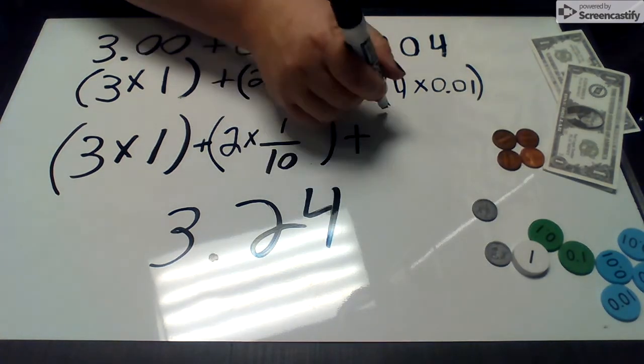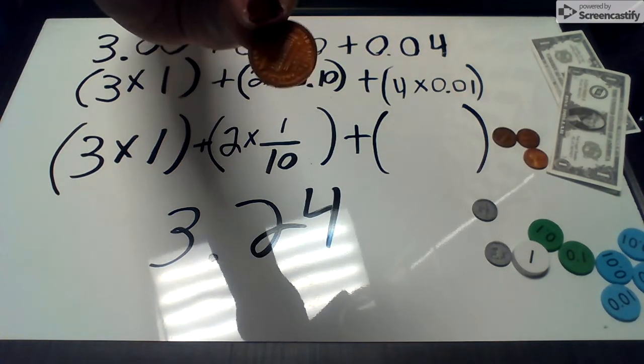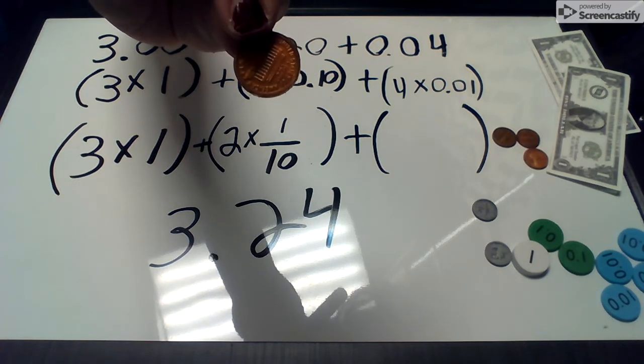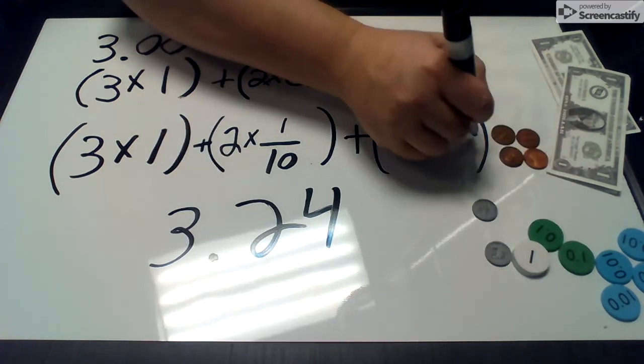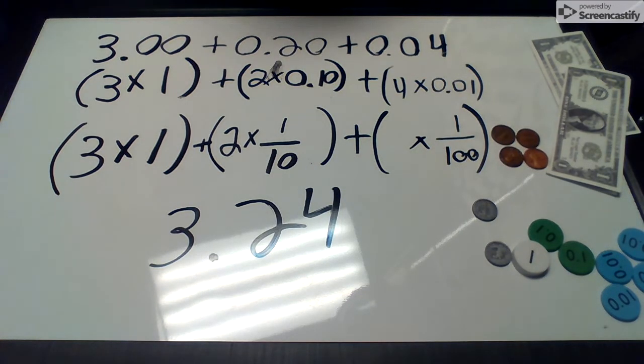Now, we have to show that we used some pennies. How many pennies does it take to make a dollar? 100, yes. And how many pennies did we use? We used 4. All of these are the same number. All of them mean 3 and 24 hundredths. It's just a matter of how we write them. Okay? Now practice this at home. The only 2 that are going to probably give you a lot of trouble are the decimals. And that's because that's new, and that's okay.